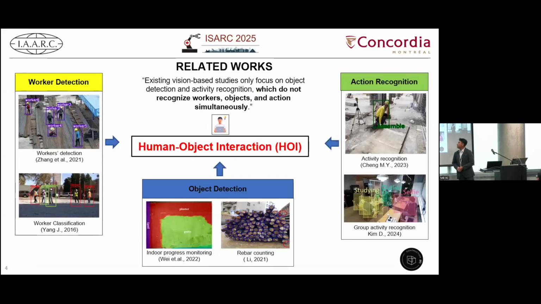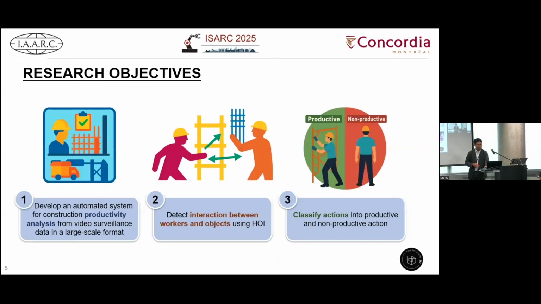The existing vision-based studies focus only on worker detection. We have many research studies about worker detection, many in object detection, and we also have many in activity detection. But they haven't gathered them together to get valuable information for productivity monitoring. So human-object interaction can help us join this research together for a productivity monitoring process.